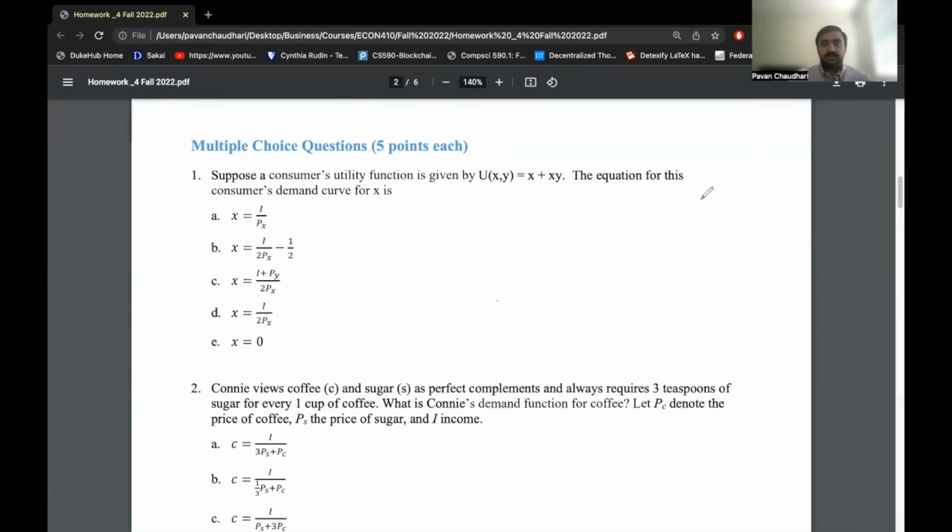All right, so let's go over how to do some of these problems. So we'll start with this first one. We want to find a consumer's demand curve for X given some utility function. And the way we start this, because it's a convex utility function, is we start with MRS equals MRT.